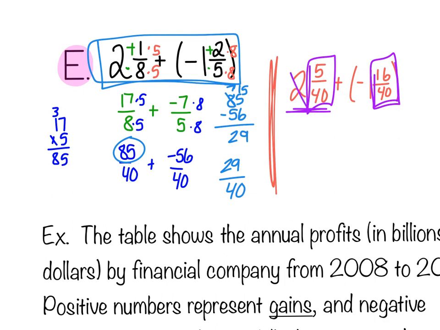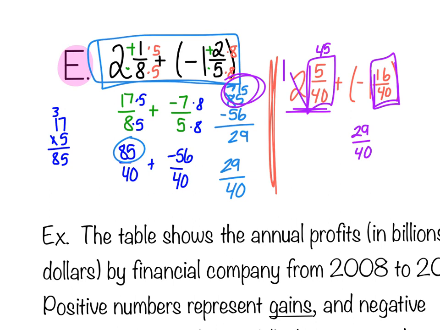So you got to borrow from the 2 and make it a 1. And then you're borrowing, not 10 like we normally do, like I just did over here. You're borrowing 40 because that's what the denominator is. So 40/40 is 1. You're borrowing 40/40 and you're adding them to the 5 you already had, giving you 45/40. So now I do 45 minus 16. I know 45 minus 15 is 30. Take one more away and you'll get 29/40.